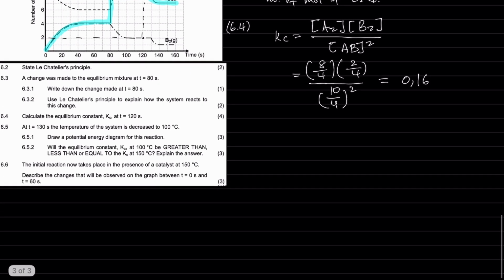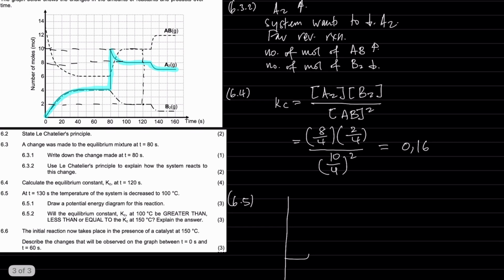Okay, question 6.5. At T equals 130 seconds, the temperature of the system is decreased to 100 degrees Celsius. Draw a potential energy diagram for this reaction. Now, potential energy diagram looks like this. But what we don't know is if this reaction is exothermic or endothermic. Now, to do that, we need to see what happened to the number of moles and then figure out whether it's exothermic or endothermic.